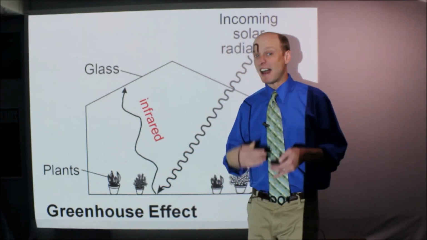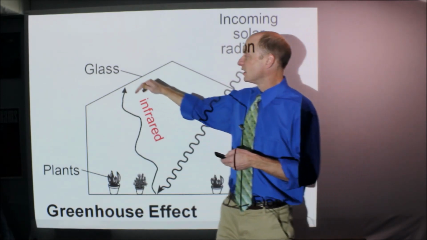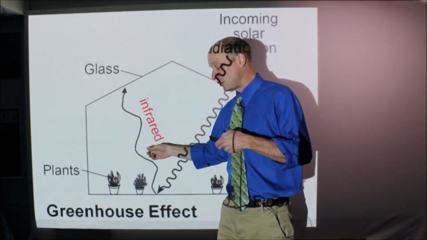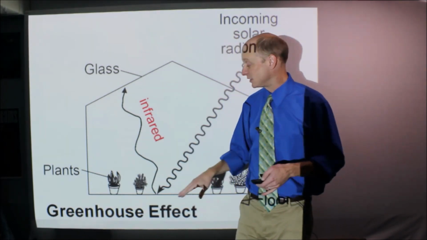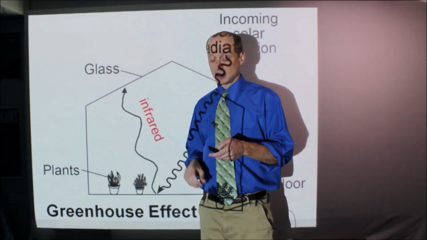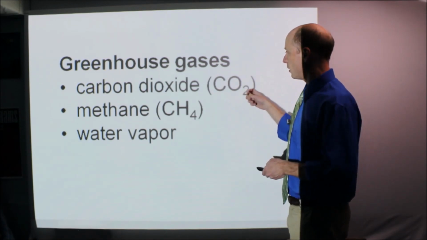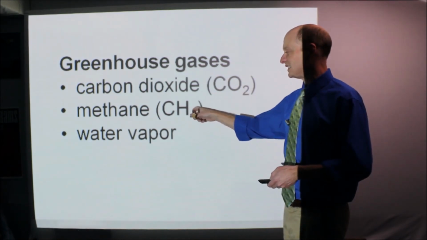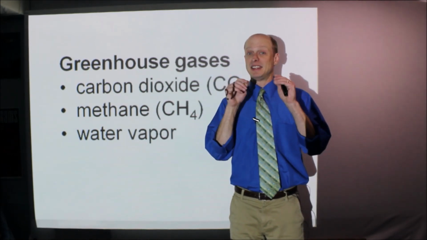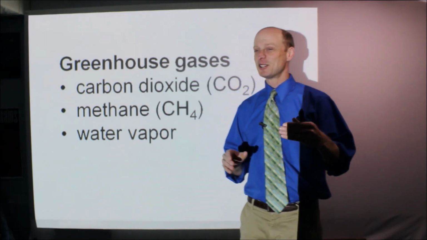Now, in our environment, when we talk about our climate, it's not glass that keeps this energy in. It is greenhouse gases that absorb this infrared radiation. These are the three main ones that you need to know: carbon dioxide, CO2, methane, CH4, and water vapor. Know those, it's important. This is a big issue in the future, so everyone really wants you and your generation to know this.